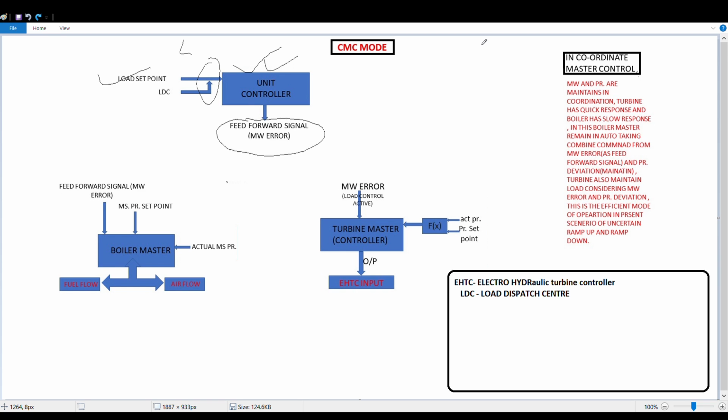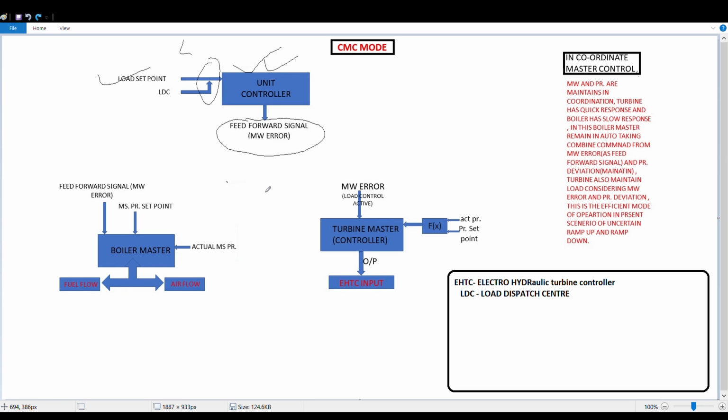Because of this slow boiler response, in a unit which is not CMC, we get a lag of 10 minutes or more in which the boiler is responding, and there is a difference. We can't maintain the load because we have such a difference in stabilizing the boiler and getting the parameters.